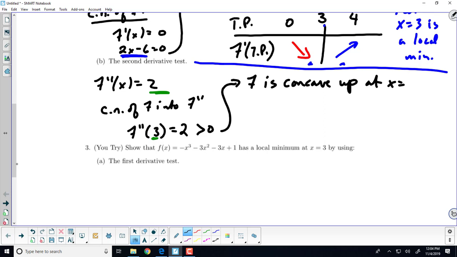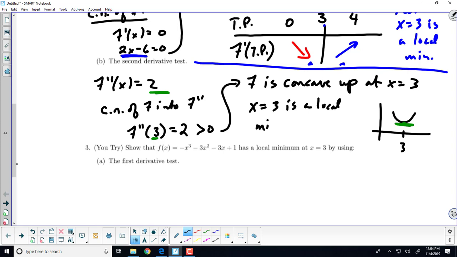at x equals 3. Well, if you've got a function that's concave up on some interval around a place where the first derivative is 0, the only way I can have the first derivative equal to 0, meaning a horizontal tangent line, on a concave up interval, is if I have a local minimum. So that means that x equals 3 is a local minimum by the second derivative test.